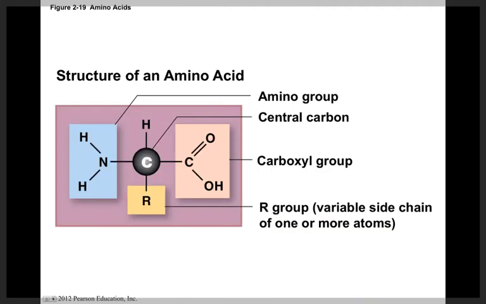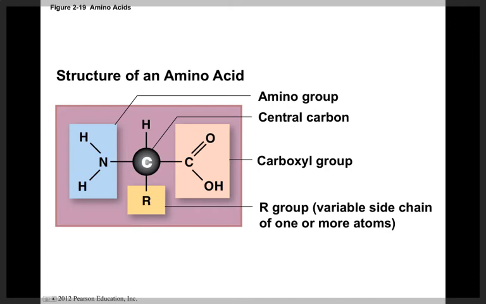Proteins are the most abundant organic compound in the human body. All proteins contain carbon, hydrogen, oxygen, and then one extra atom that we haven't talked about yet, which is nitrogen. Proteins are the most complex organic compound. Proteins have a lot of different functions.